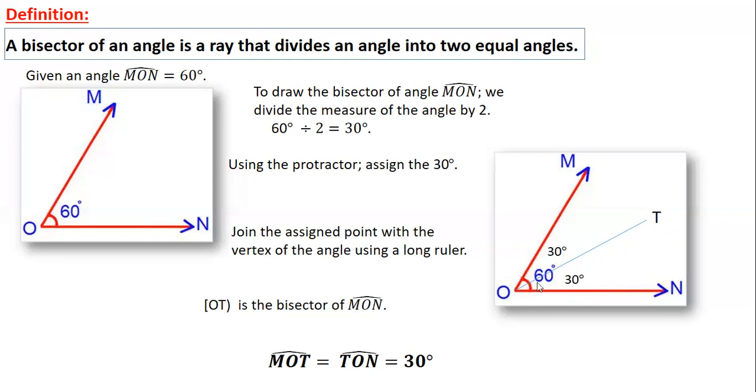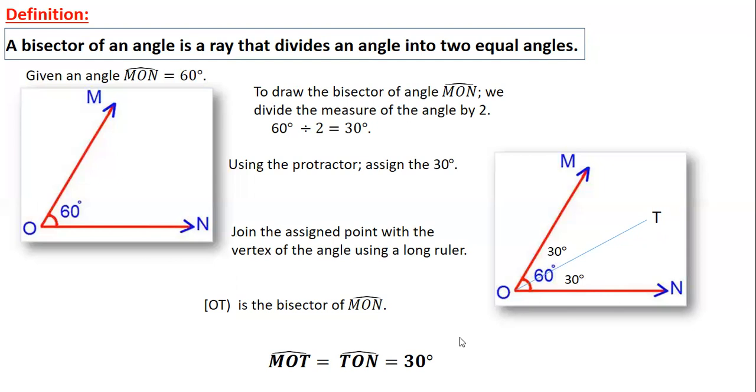After drawing OT, the blue line, which is the bisector of angle MON, as you can see, we got 2 equal angles. Angle MOT is equal to 30 degrees, and angle TON is also equal to 30 degrees.